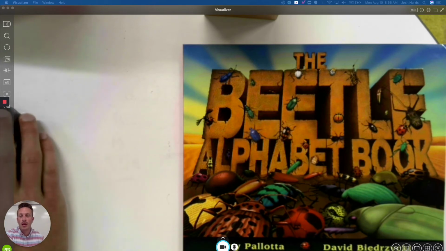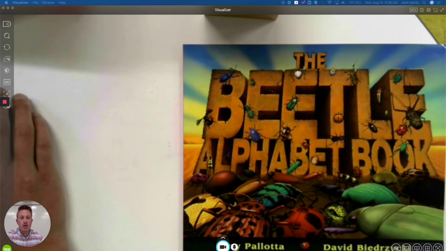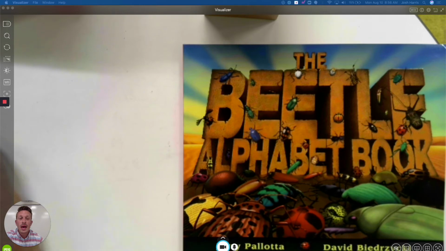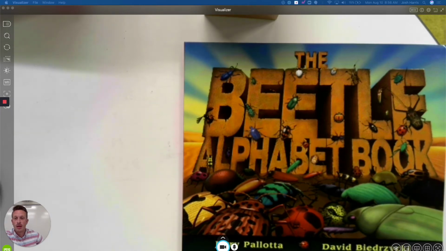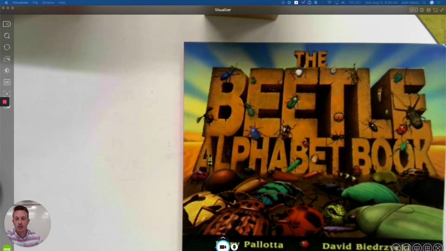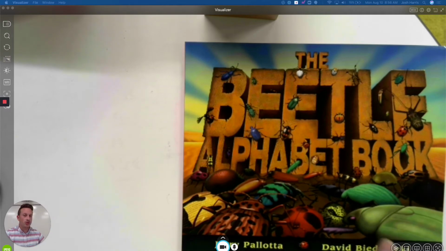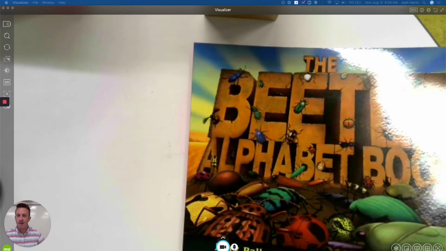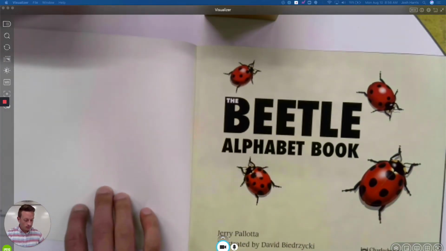So what do we know when there are two names on a book like this? Is there an author and an illustrator? That means two people created the book. Yeah, two people work together to write the book. So usually the first name listed is the author, and the second name listed is the illustrator. Okay, so we have an author-illustrator on this. So let's take a look at this Beetle Alphabet Book together.